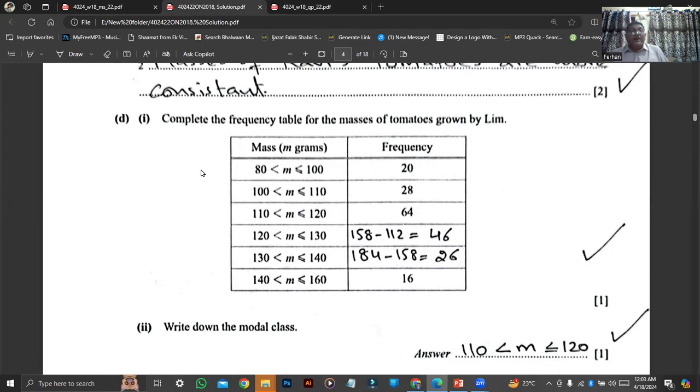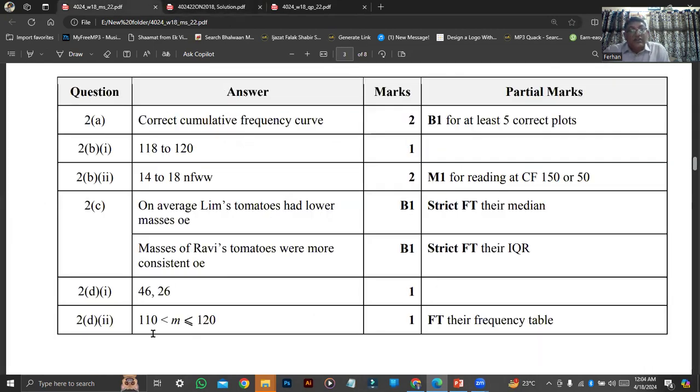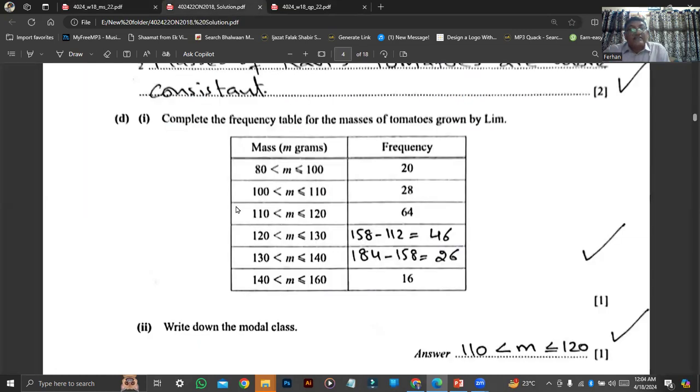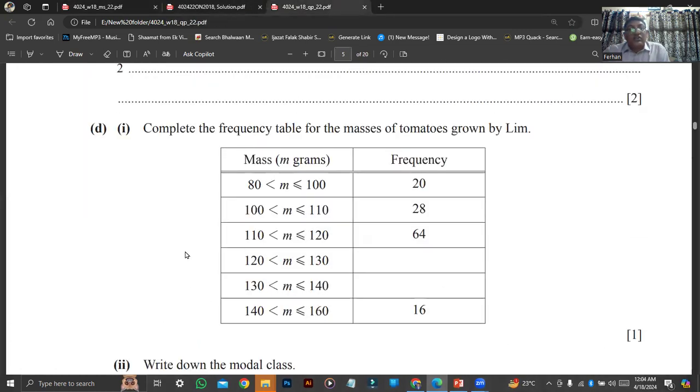In the same way, I will find out the cumulative frequency for 160 and the cumulative frequency for 140, and then subtract them from each other, and you will get 16. That is already given, sorry. And so this table is completed. So our answers are 46 and 26. 46 and 26 is the right answer, sir. Okay, so this is how you do it.